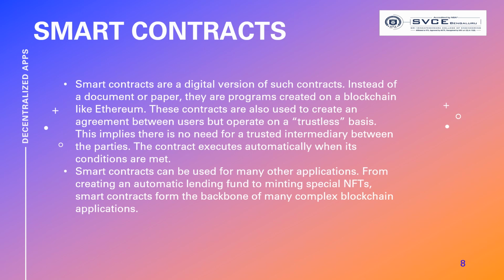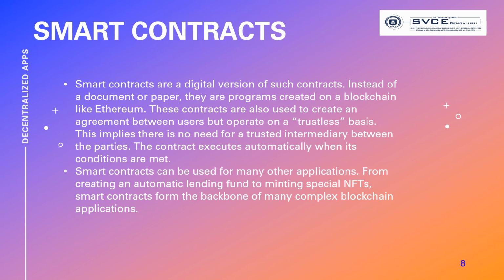Now there's a term, smart contracts, that has been used very frequently. Let's get to know about smart contracts. Smart contracts are basically a digital version of such contracts. Instead of a document or paper, they are a program created on a blockchain like Ethereum. These contracts are also used to create an agreement between users but operate on a trustless basis. This implies there is no need for a trusted intermediary between the parties.